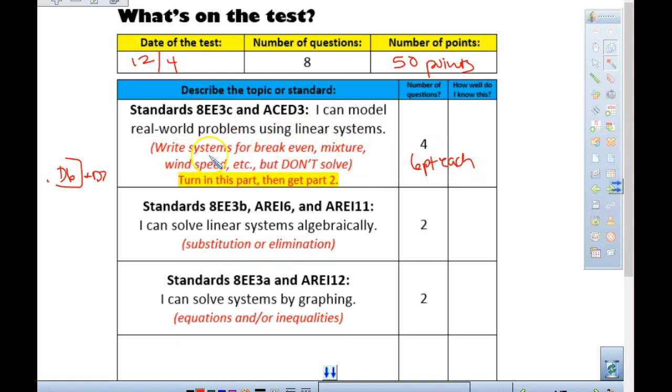And notice it says you will write the system, you'll have a break-even question, you'll have a mixture, you'll have a wind speed, and then the last one will be an inequality.